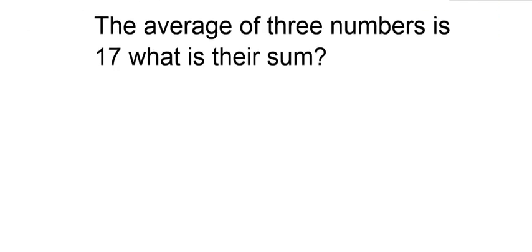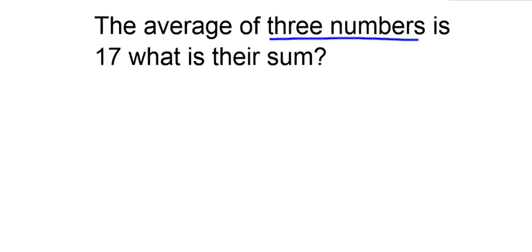It says the average of three numbers is 17. What is their sum? Now, at first point, you may be sitting there saying, just give me the answer. But now look at this. How are you going to solve this problem? Feeling a little stuck? Let's talk it through. We don't actually know what these three numbers are. And the fact is there's actually a couple different possibilities that you could have to get an average of 17.